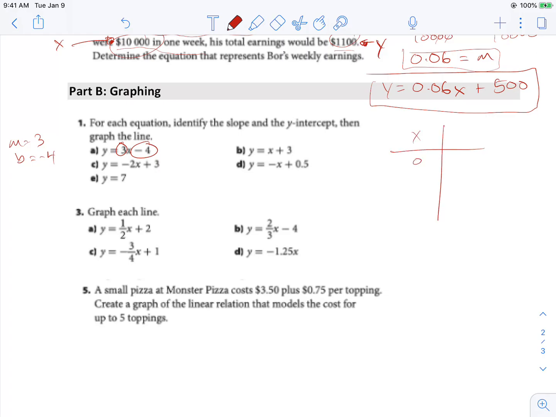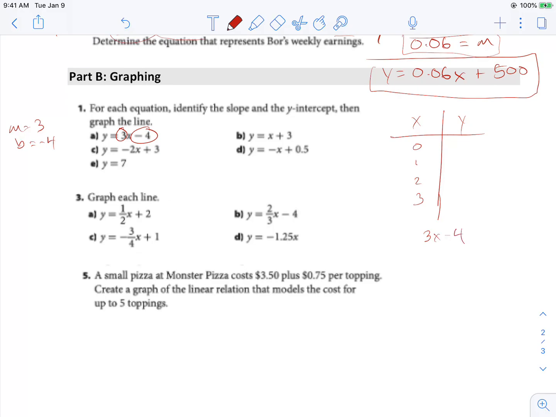I always think it's a good idea to use 0, 1, 2, and 3. We want to figure out what's our y. So all we're going to do is take that 0 and plug it into our equation. And our equation, don't forget, is 3x minus 4. So to calculate y for the first one, we're going to go 3 times 0 minus 4. 3 times 0 minus 4 is minus 4. Next, we're going to go 3 times 1 minus 4. So if you do that on your calculator, that's going to give you negative 1. 3 times 2 minus 4, that's going to give you 2. 3 times 3 minus 4 is going to give you 5. Okay, perfect. So now we have the points we need.